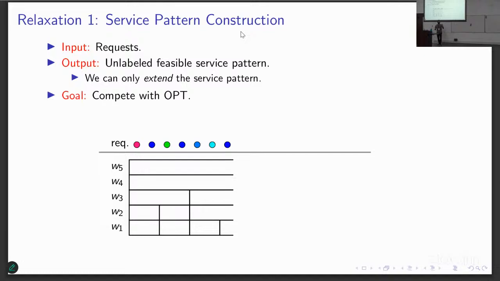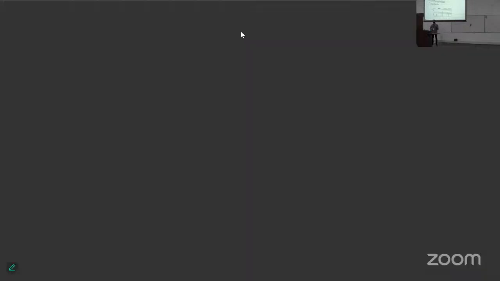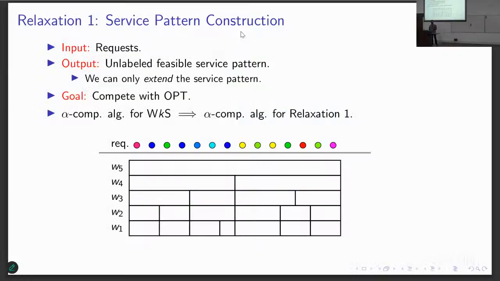So the goal is to compete with the optimal offline, and the output could look something like this when the request sequence ends. One trivial fact to observe here is that if you have any alpha competitive algorithm for the weighted k-server problem, it is also an alpha competitive algorithm for this relaxation. That's a simple exercise if you want to work it out.